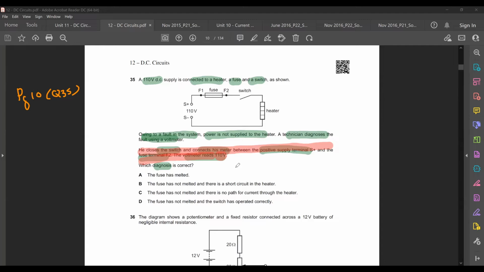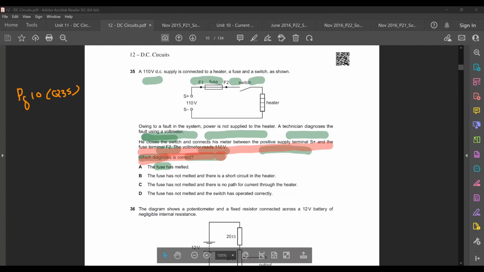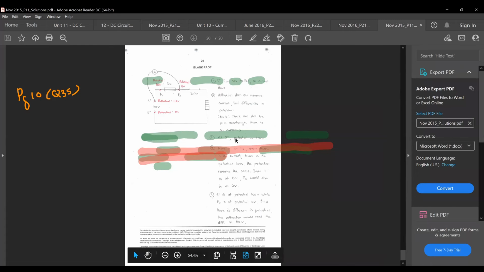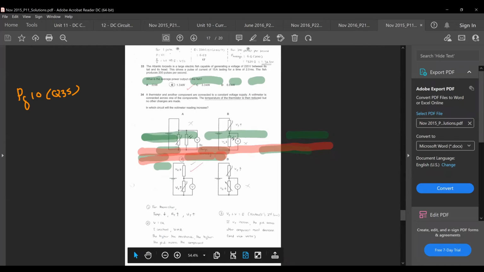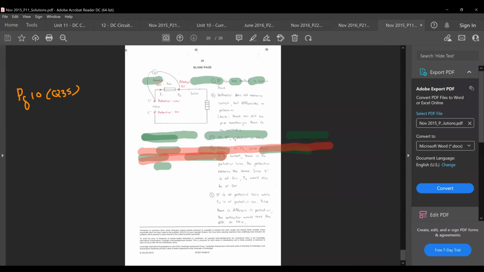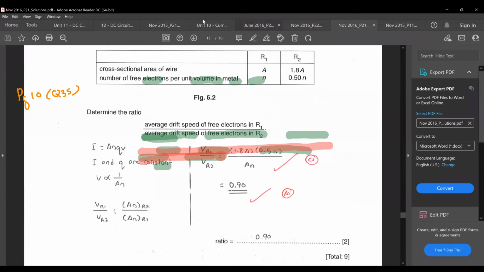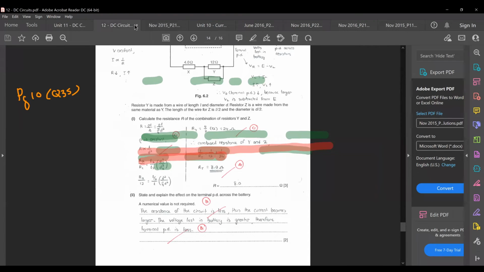I think I better refer to a diagram that I did before. November 15 P11, let me just open it up. I didn't draw it correctly here. I must have drawn it in a different diagram. Never mind, let me just do this one for you.